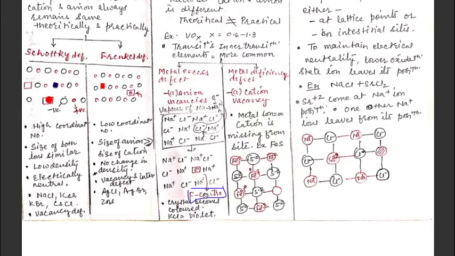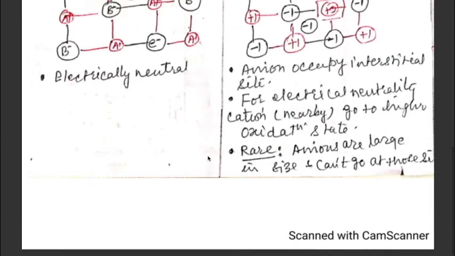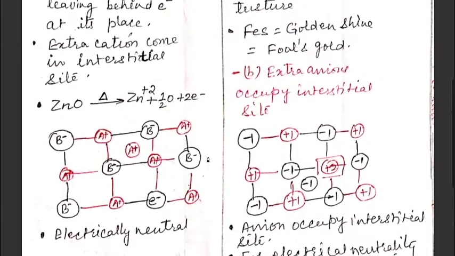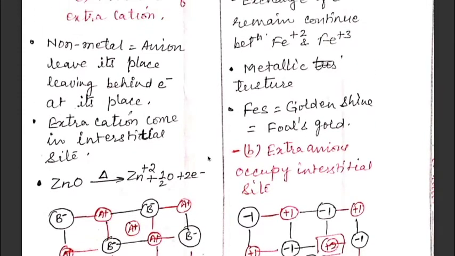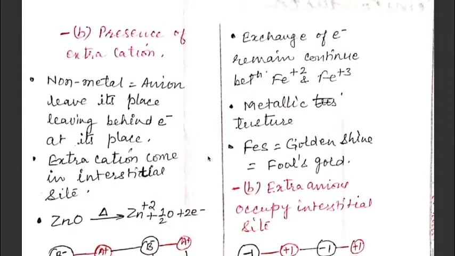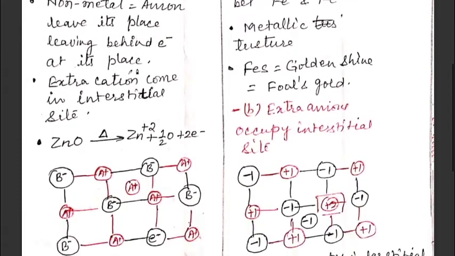These centers where electrons are trapped are called F centers, and these F centers are responsible for the color of the crystal. Next we will discuss metal excess defect due to presence of extra cation in interstitial positions. In this type of defect, generally non-metal, which is anion, leaves its place, leaving behind electrons at its place.